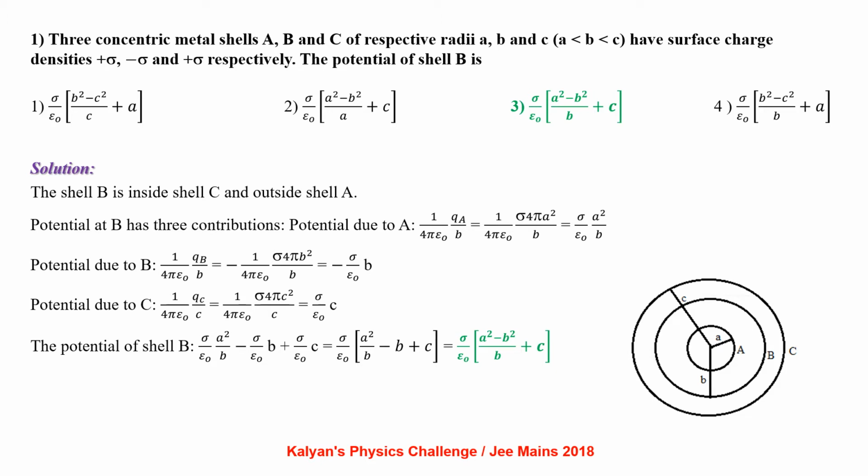So the total potential of shell B will be sigma by epsilon naught a square by b minus sigma by epsilon naught b plus sigma by epsilon naught c, which simplifies to sigma by epsilon naught times (a square minus b square) by b plus c.